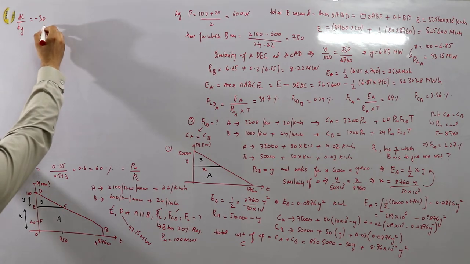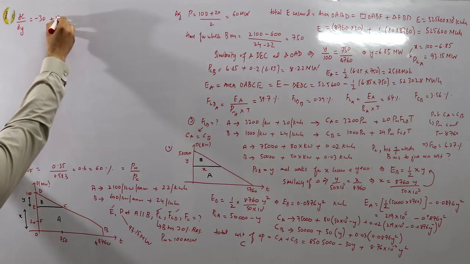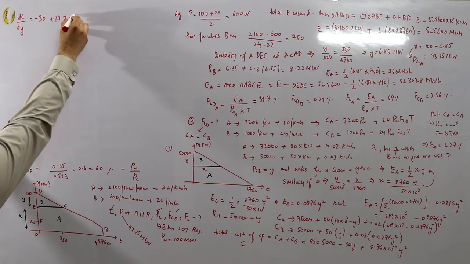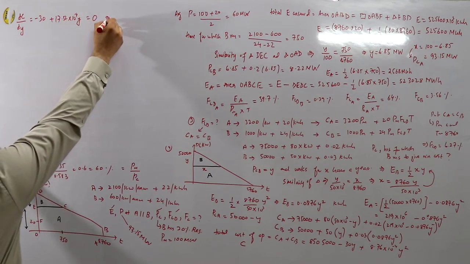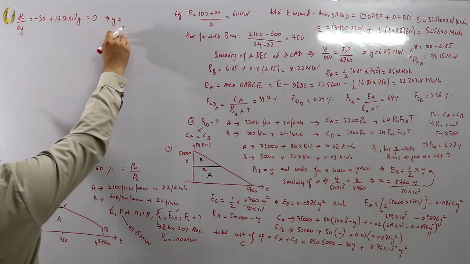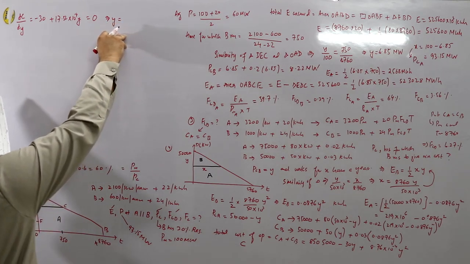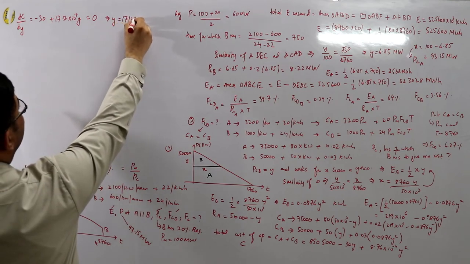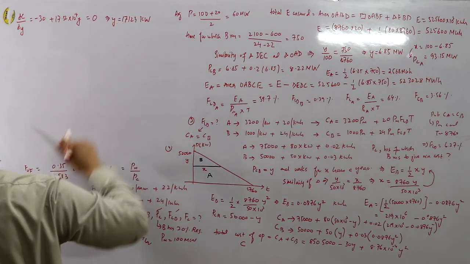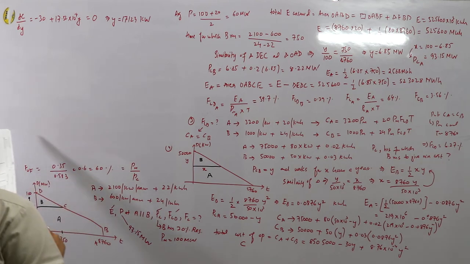Negative 30 and plus 17.52 into 10 to the power negative 4 y, and you equate this to 0. From here you get the value of y, which is 17123 kilowatts. Is that fine?